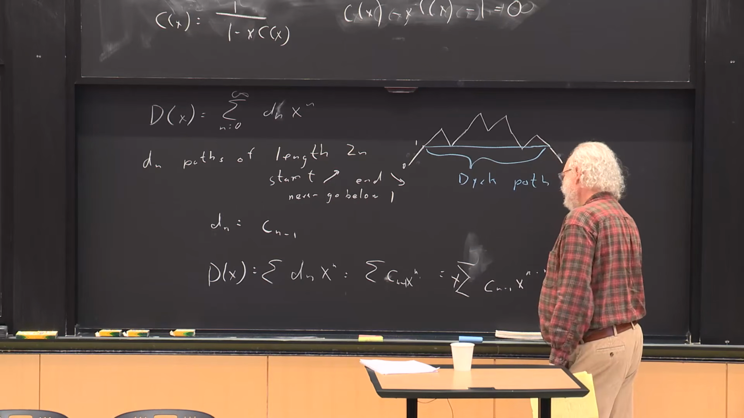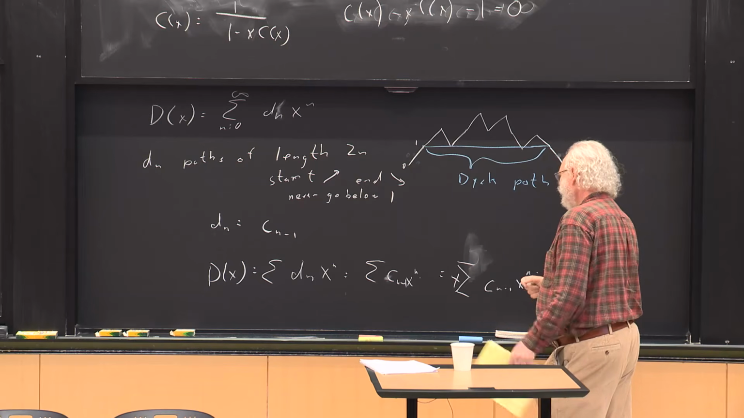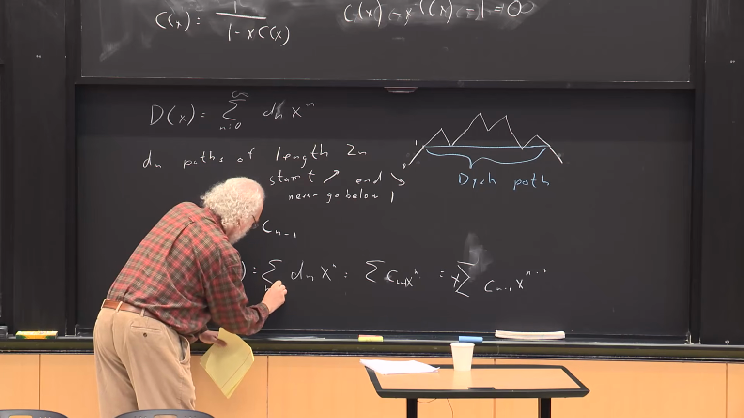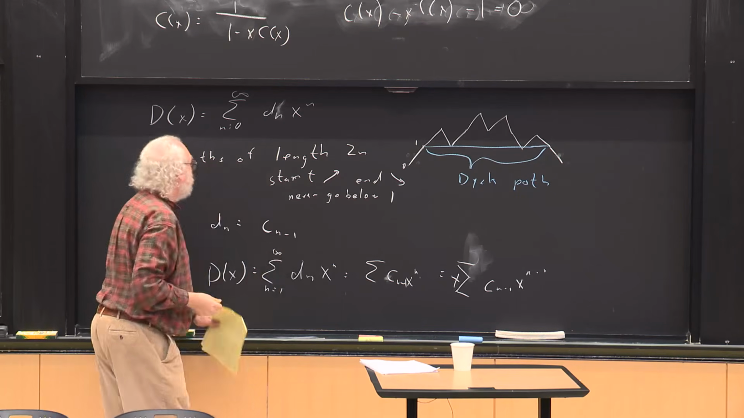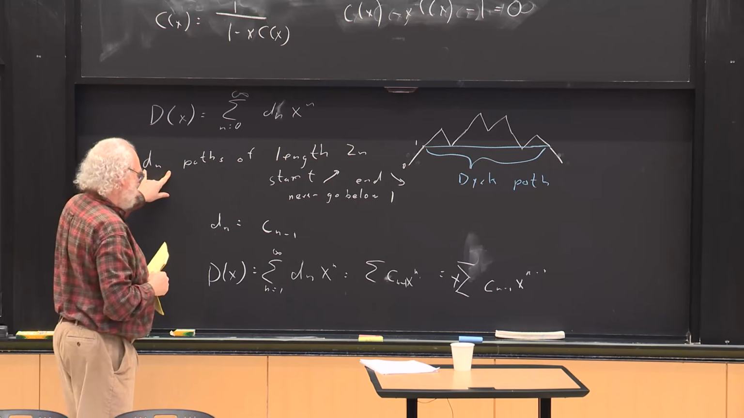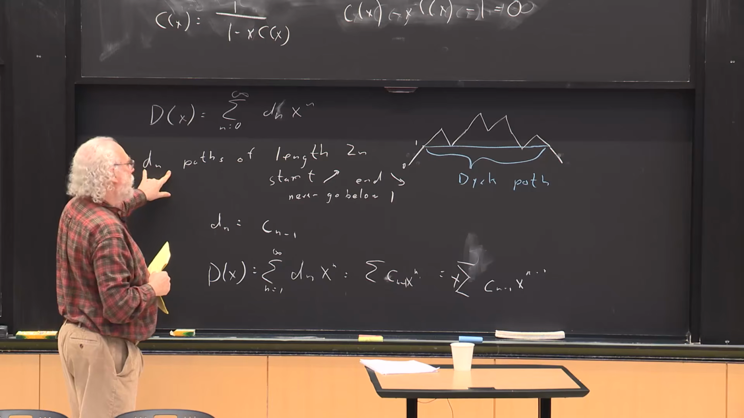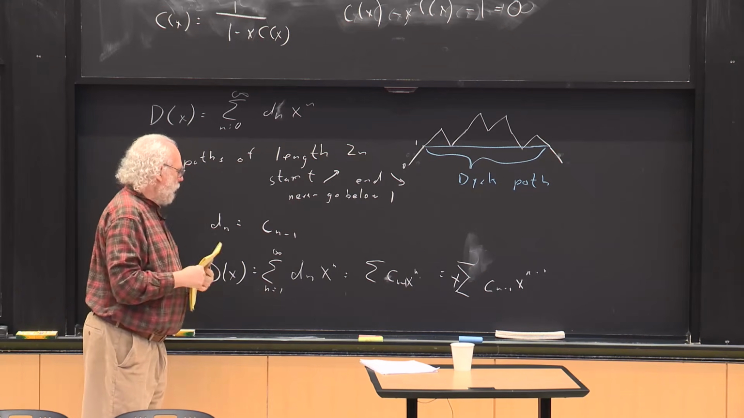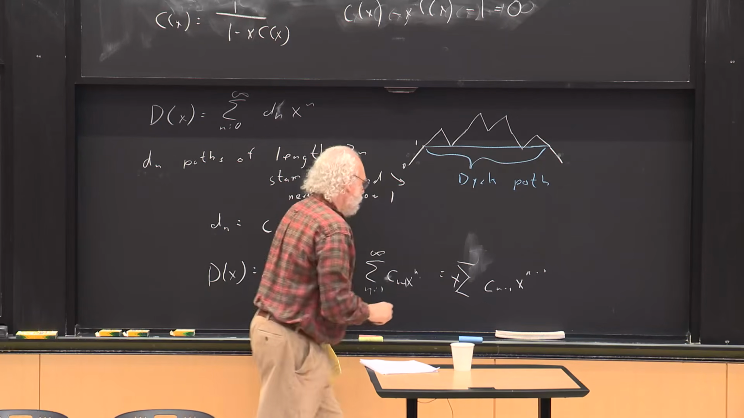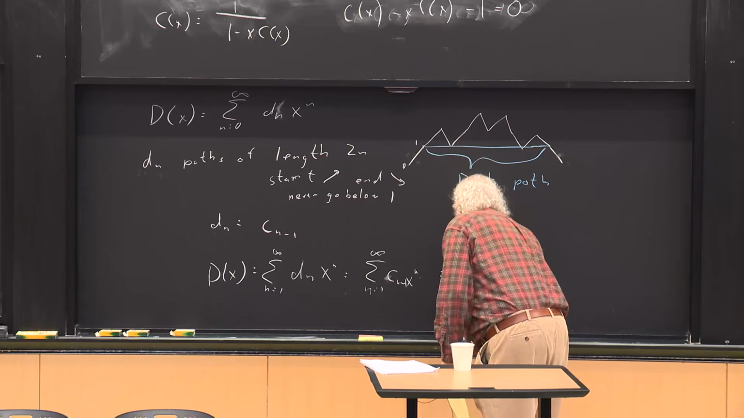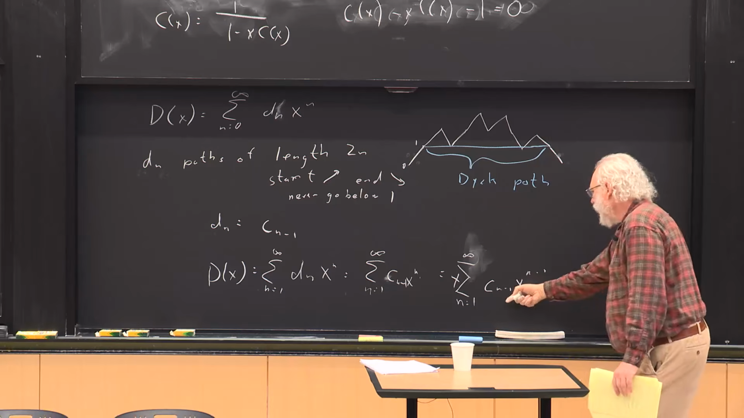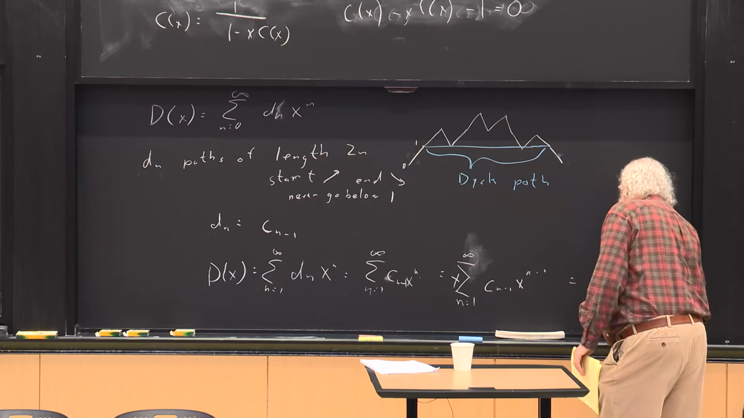There's no Dyck paths of length 0. The shortest one is of length 2, so this summation starts at n equals 1. And we can just say n equals 1 to infinity, and this is n equals 1 to infinity. And you can recognize this as just equal to the generating function for Catalan numbers, which is x c of x.